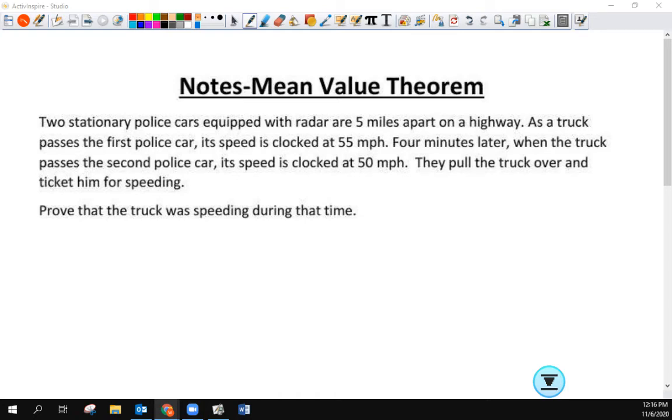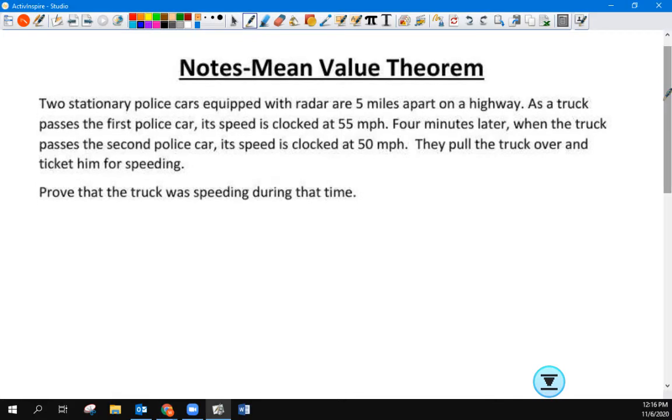Okay, so today we're going to be talking about the mean value theorem. This is a traditional way to start off with the mean value theorem. You've got two stationary police cars equipped with radar. They are 5 miles apart on a highway.